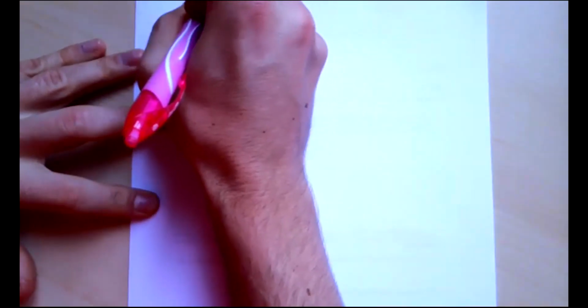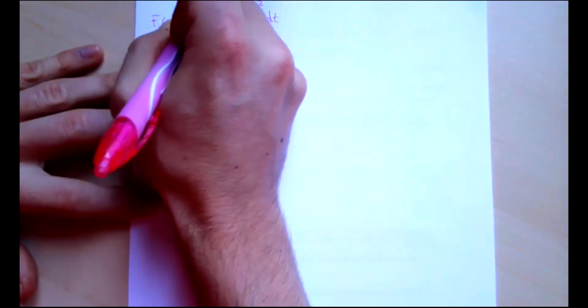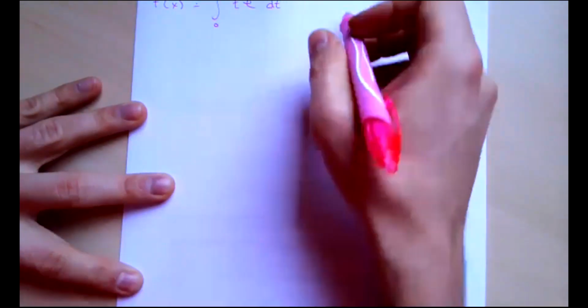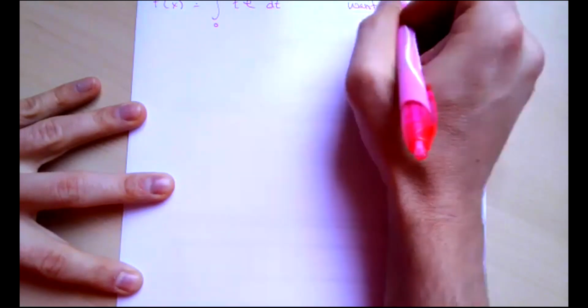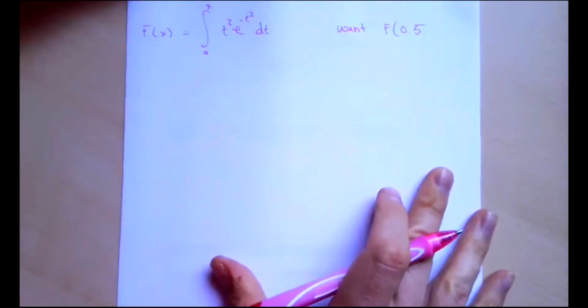But again, if we have the integral from 0 to x of t squared e to the minus t squared dt, and this is our function, then we can come up with a Taylor series for this function. And really what we want is f of 0.5. Is that on the screen? Sorry if I'm off. No.